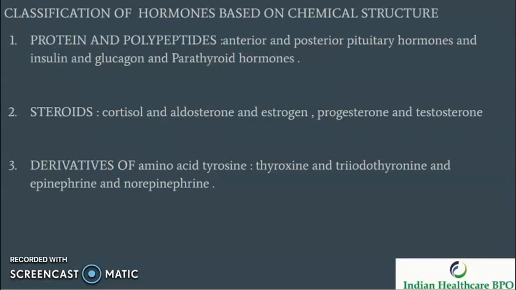Then the classification of hormones based on chemical structure. First, the protein and polypeptide hormones, which are the anterior and posterior pituitary hormones, insulin, glucagon, and parathyroid hormone. The steroid hormones are cortisol, aldosterone, estrogen, progesterone, and testosterone. And the derivatives of the amino acid tyrosine are thyroxine, triiodothyronine, epinephrine and norepinephrine.